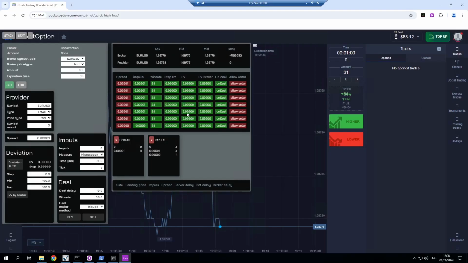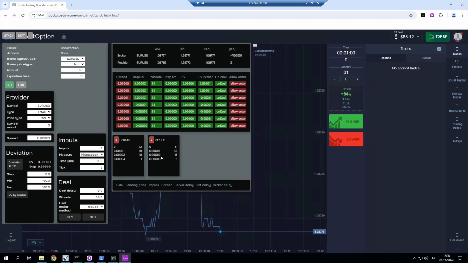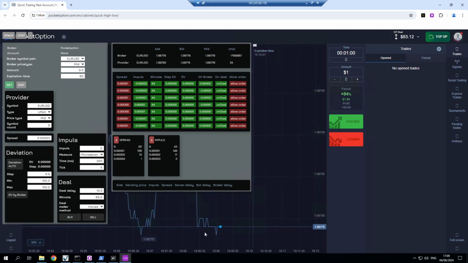Essentially, when we observe, we have a window with statistics that collect data once we start the robot. This window displays the spreads experienced, or in other words, the instances of overtaking. We may have overtaken by 1 point, where the difference in quotes was 2 points. We can also observe the impulses initiated by the provider surpassing the target point levels, 1 point, 2 points, 3 points, and so on. This provides us with a rough indication for the settings we can establish in advance.